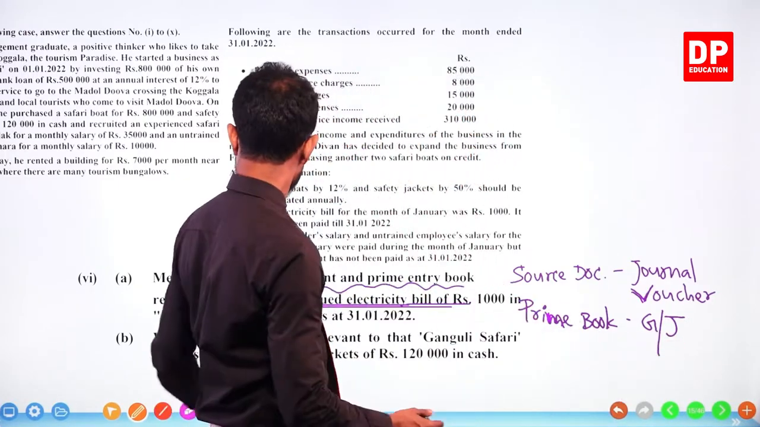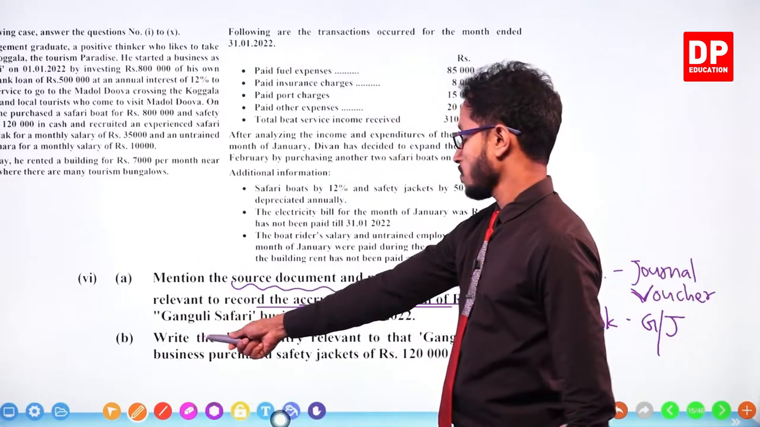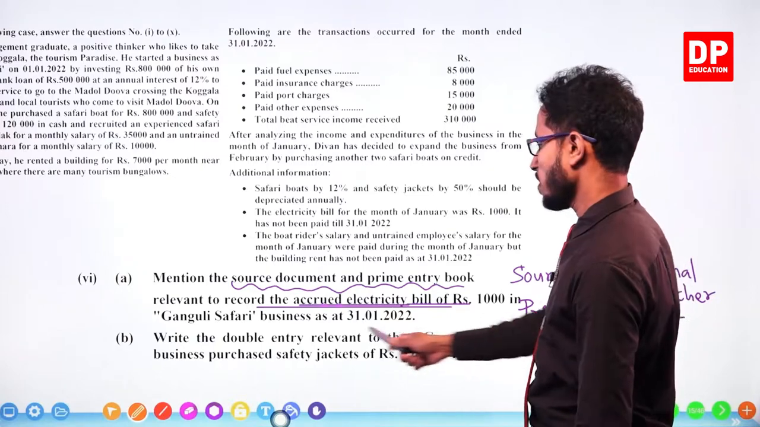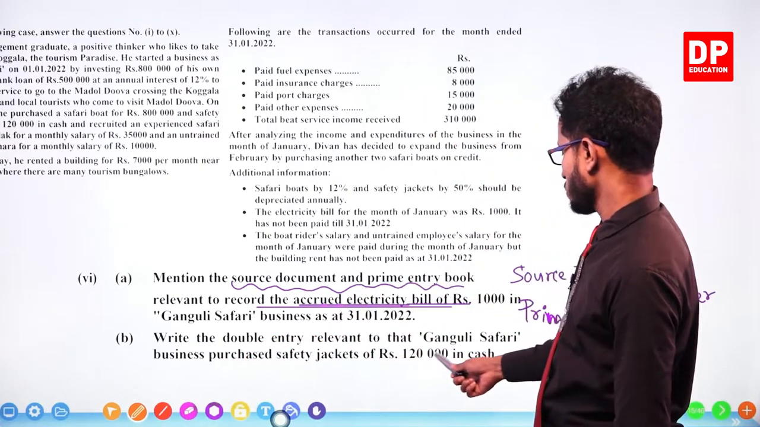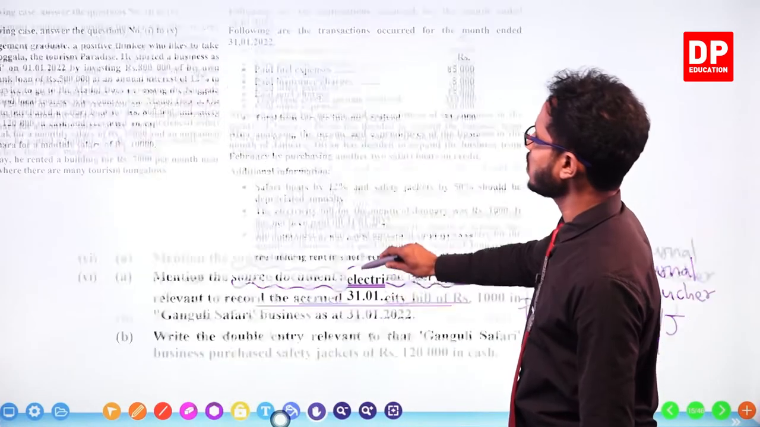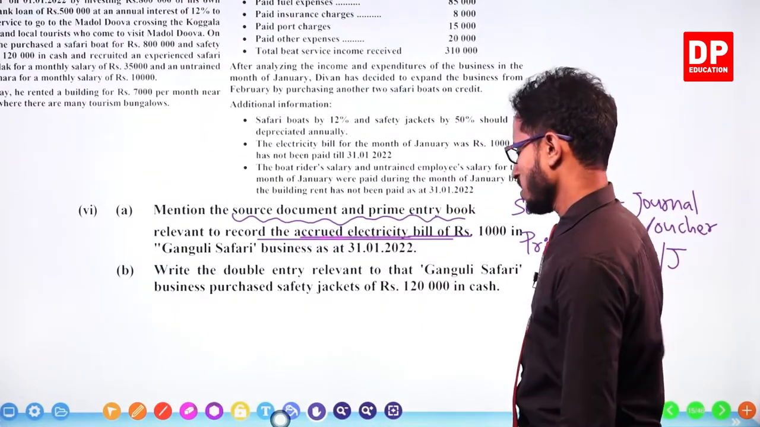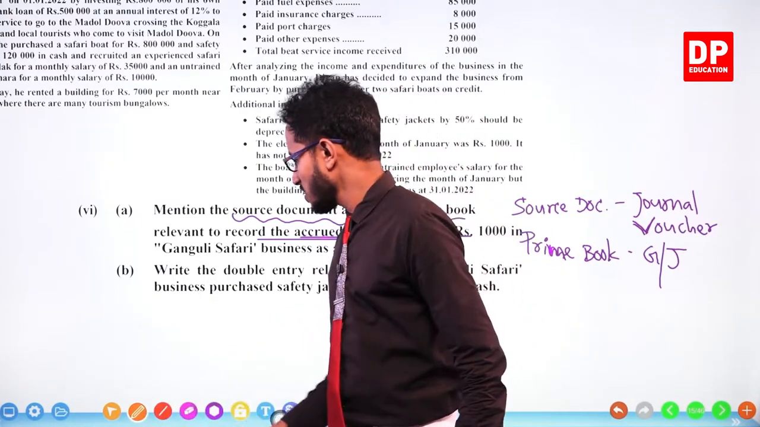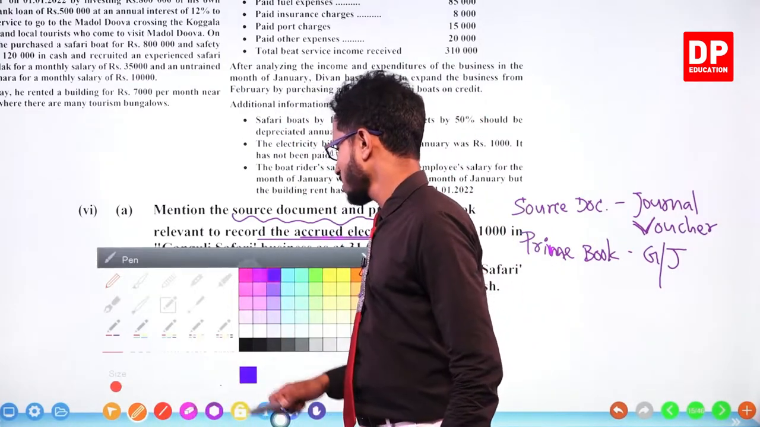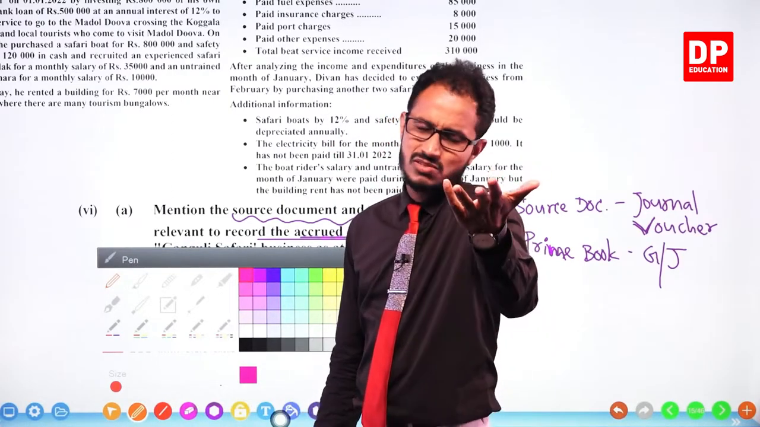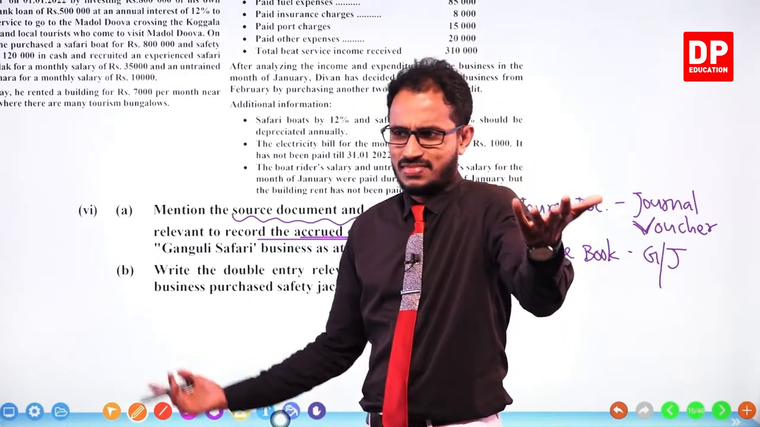Next, write the double entry relevant to that. Ganguly Safari business purchase safety jackets, 120,000 in cash. Oh my God, so easy questions. Why are they so easy, huh? I don't know, they are giving such easy questions nowadays in papers. Huh? You don't like it, right? I don't like it. You don't like it too.